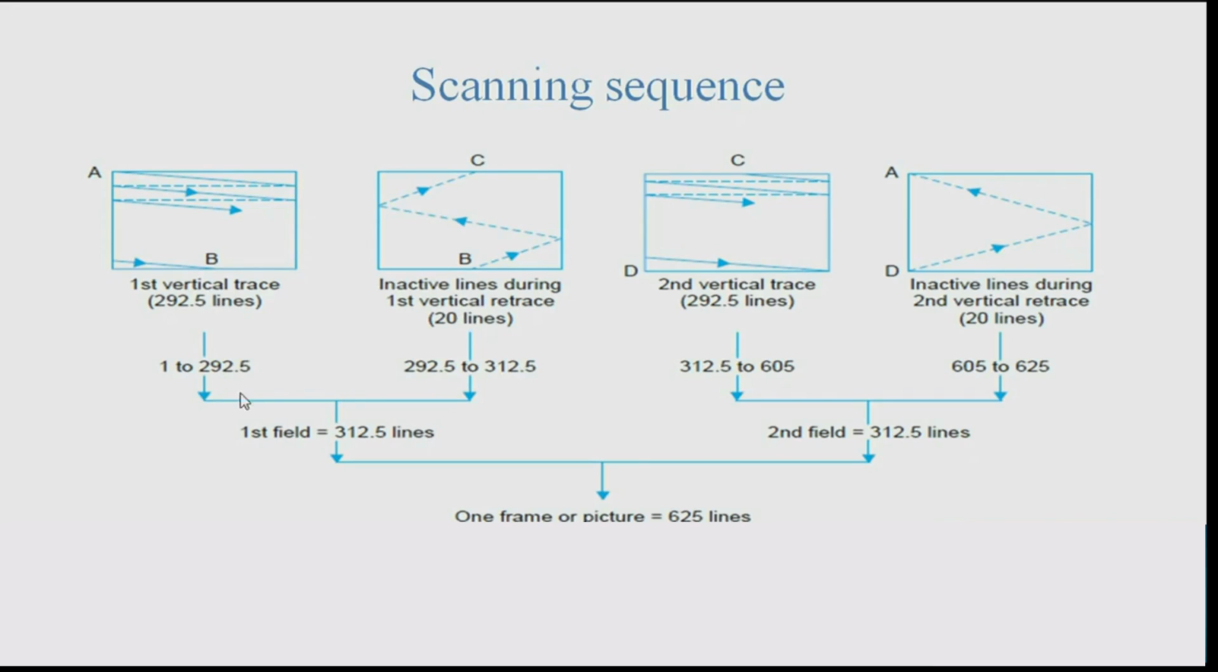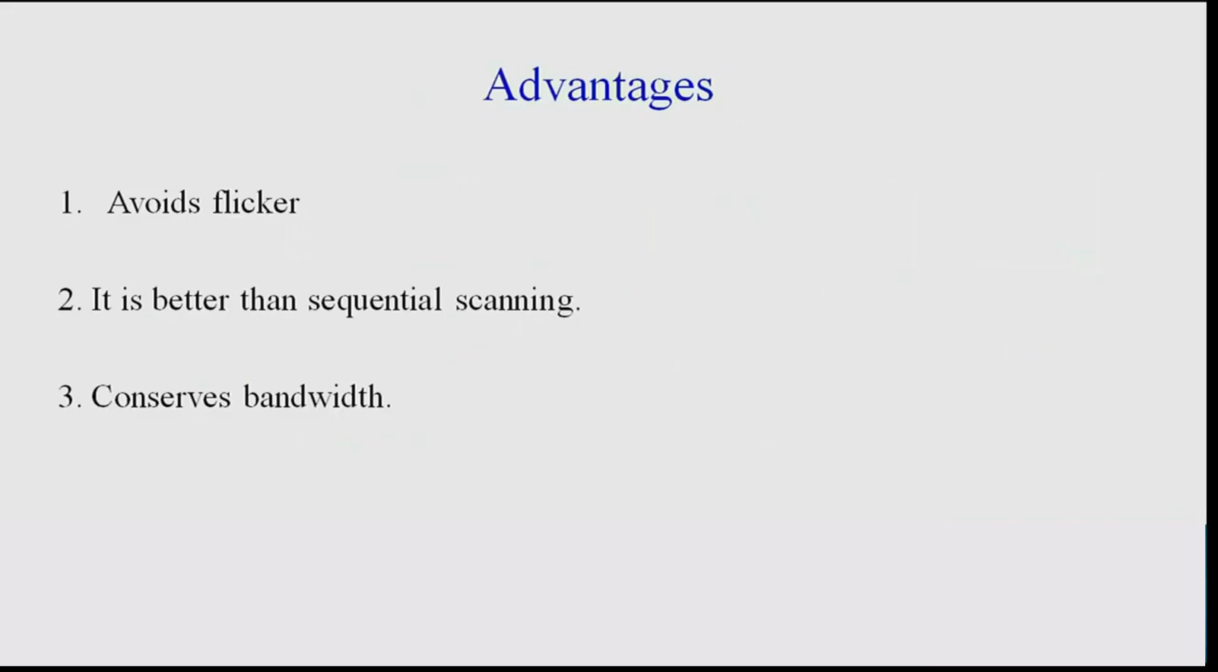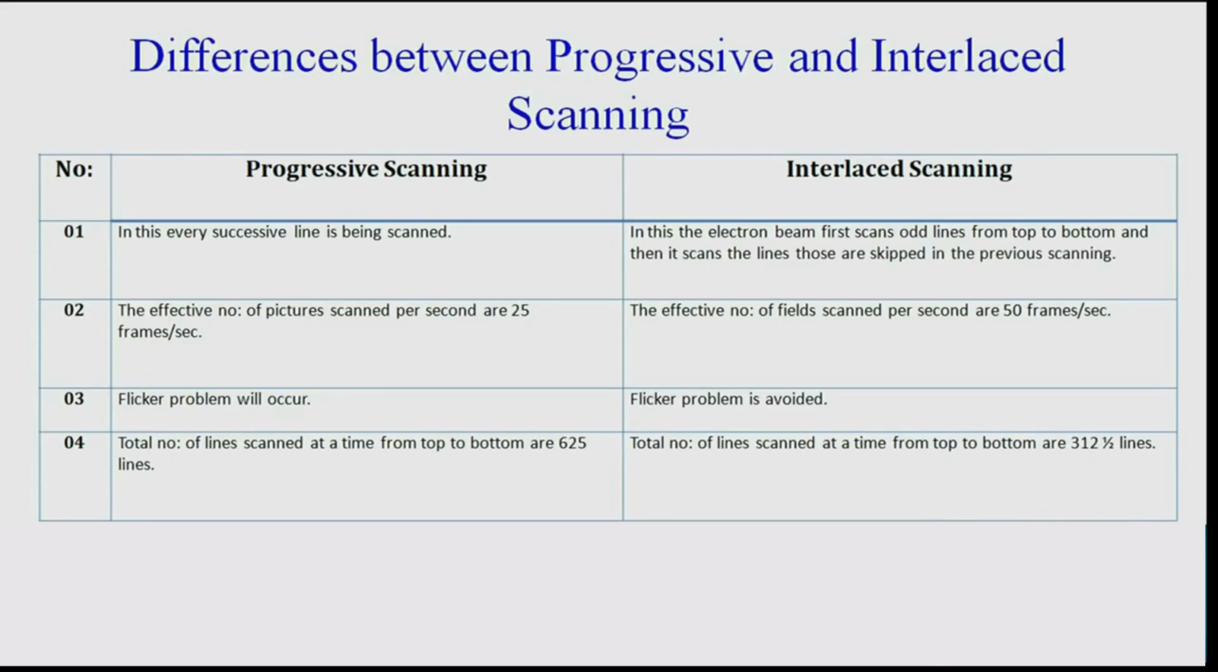Therefore for the first field it will require 312.5 lines, and the same sequence is applied for the second vertical trace, and here we get for the second field 312.5 lines. If we add these, we get one frame picture equal to 625 lines. Now the advantage of interlace scanning is that it avoids flicker, it is better than sequential scanning, and it conserves the bandwidth.